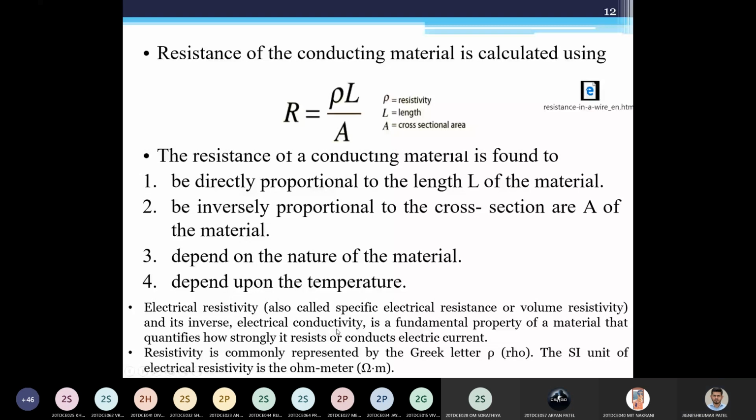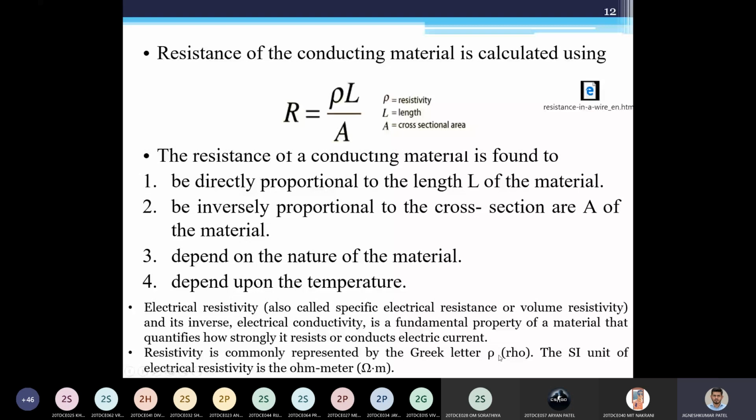It is a fundamental property of a material that quantifies how strongly it resists or conducts the electrical current. This is the basic definition of resistivity. And resistivity is commonly represented by the Greek letter rho, and the unit is ohm meter.